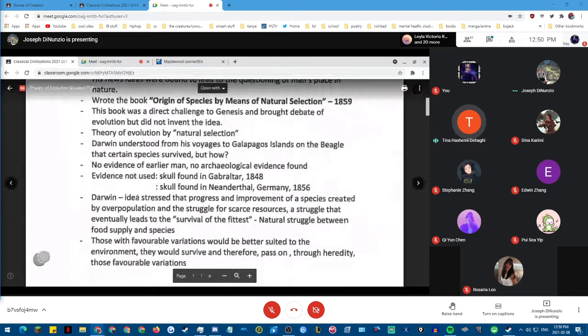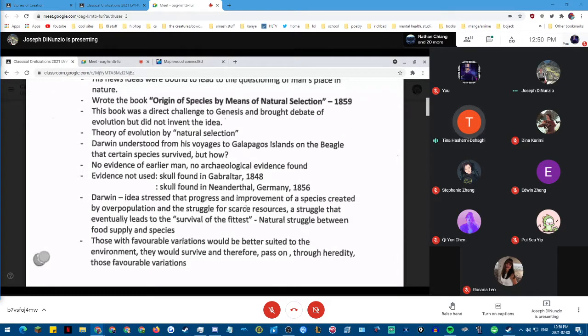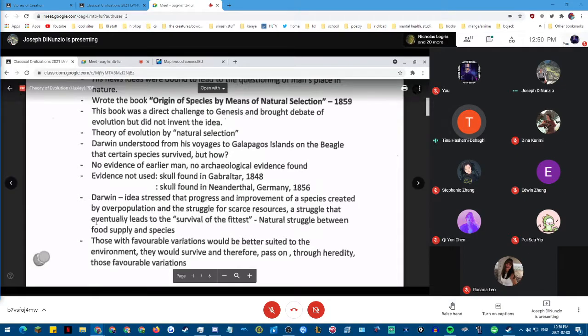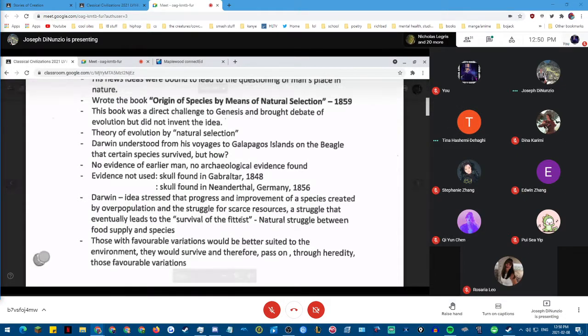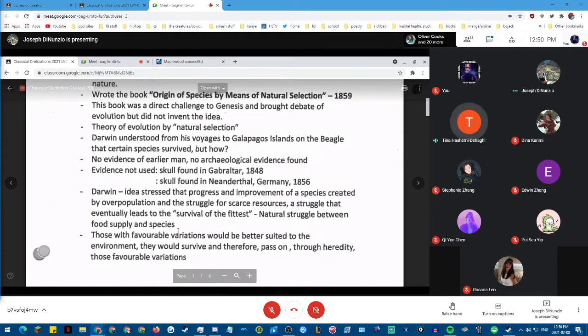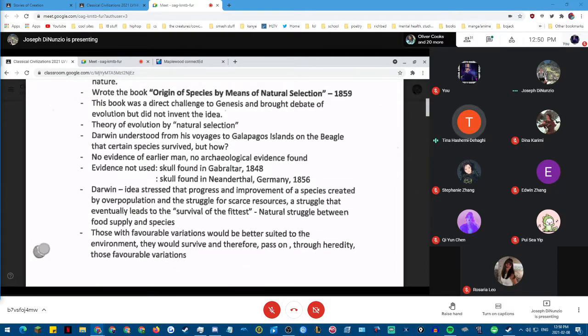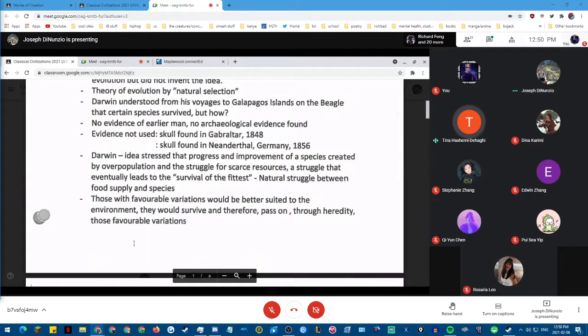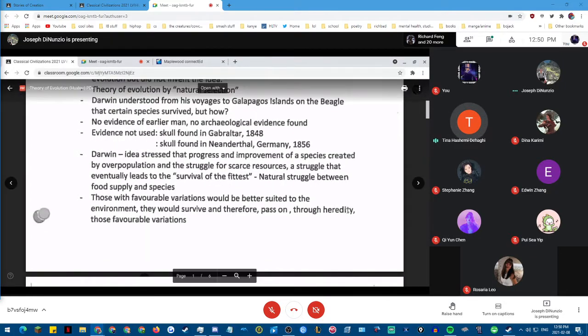So Darwin's idea stressed that progress and improvement of a species was created by overpopulation and the struggle for scarce resources, a struggle that eventually leads to the survival of the fittest. So this natural struggle between food supply and species. Those with favorable variations would be better suited to the environment, they would survive and therefore pass on through heredity those favorable variations.